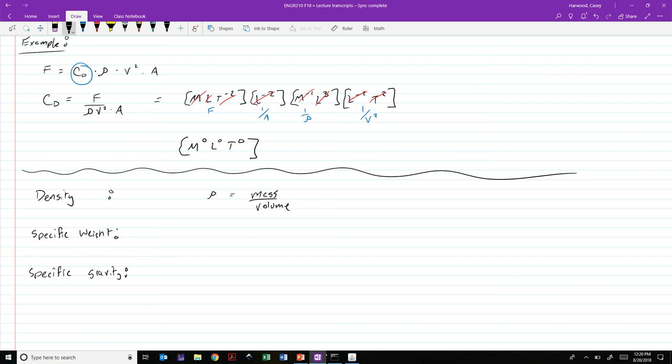Specific weight is gamma, which is weight over volume, which is simply equal to gravitational acceleration times rho. And specific gravity we describe as SG, and this is the density of an object or of a material divided by the density of water at 4 degrees Celsius, which ends up being 1,000 kilograms per meter cubed. Okay, so the idea with density is how much mass per unit volume, with specific weight, how much does it weigh per unit volume, and with specific gravity, how massive is it compared to an equal quantity of water.